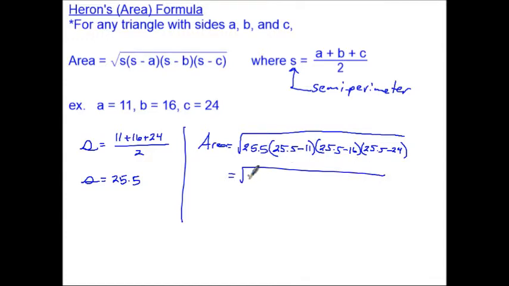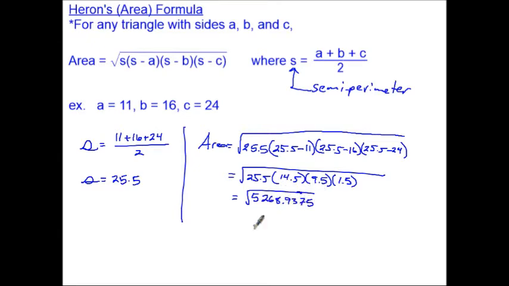Now admittedly, depending on your skill at mental math, typing that in the calculator is kind of awkward. So what I do before I type in the calculator is I just do these little calculations right here. 25.5 minus 11 is going to be 14.5. 25.5 minus 16 is going to give me 9.5. And 25.5 minus 24 is 1.5. That's a little bit easier to type in the calculator. Typing all that in gives me the square root of 5,268.9375. Actually comes out nice and clean that way.